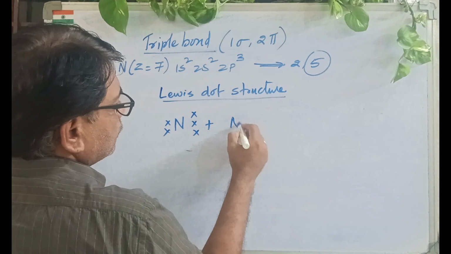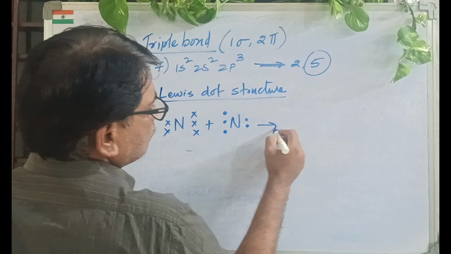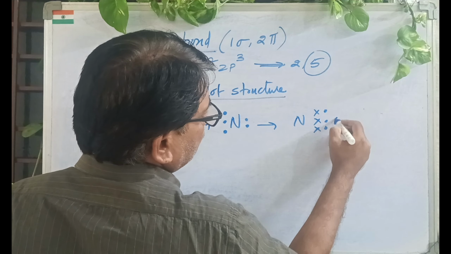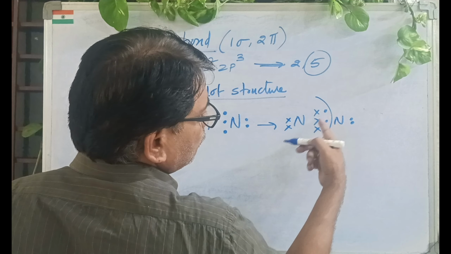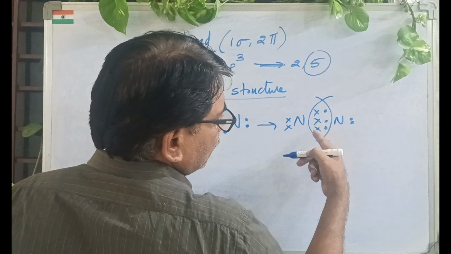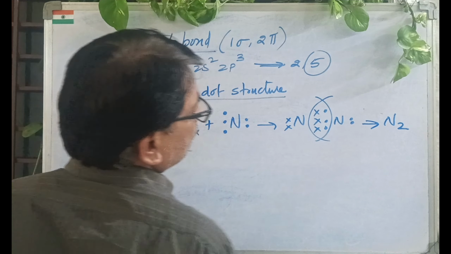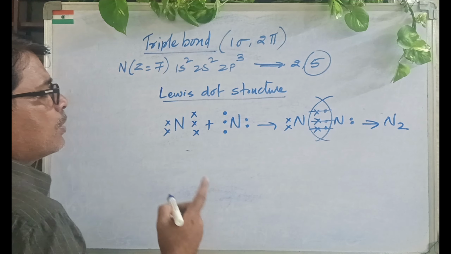You took one more nitrogen, isn't it? Same. If you take 2 or 3, it remains the same. So what happened? Tell me, these 3 are shared with the remaining 3 from the other one. So count on this one, 1, 2, 3, 4, 5, 6, 7, 8, octet. Count this side, 1, 2, 3, 4, 5, 6, 7, 8. Okay, therefore what is it that you got? N2 molecule. How many bonds? 3. 1, 2, 3 bonds. So it is called a triple bond.